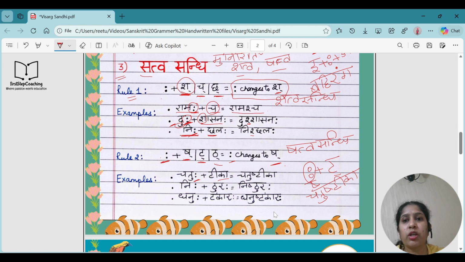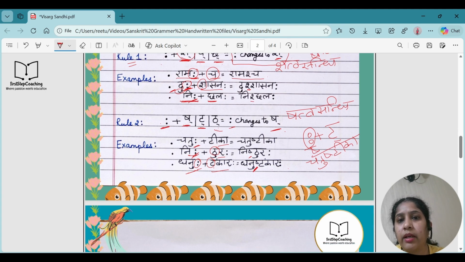Like before, the visarg changed to sh because there was a sh or ch. If it is a sh, ta, and tha, then it is going to become a sh shatkun. Fine. Like if you see nihi plus thurah, because after a visarg you have a tha, the visarg will change to sh shatkun. Okay. Similarly, if you have dhanuhu plus tankar, it is visarg and a ta. So then the visarg will change to sh shatkun. Right? It became dhanush tankaraha. I'm hoping the second rule of Shatva Sandhi was clear.